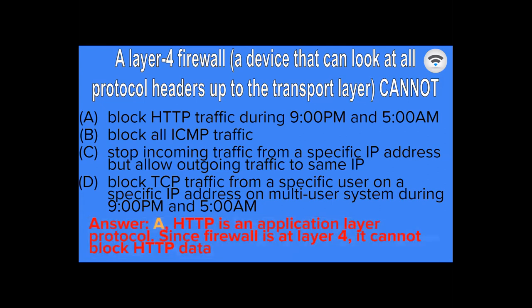So the answer is yeah, A. I'll give you half credit since you said both. So the answer is A: HTTP is an application layer protocol, and since firewalls work at layer 4, they cannot block HTTP data. HTTP is Hypertext Transfer Protocol, which we'll know from web pages.